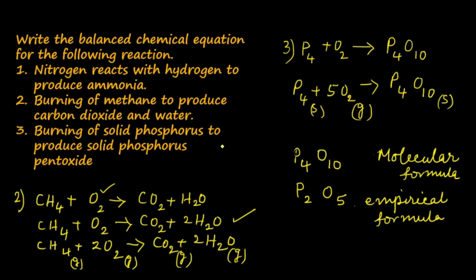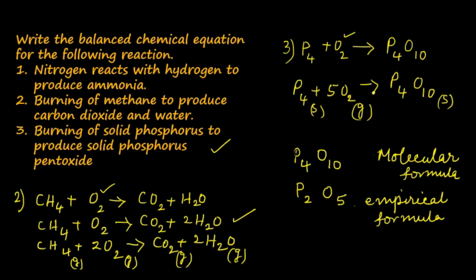Now let us take up the third question. Solid phosphorus is burning in air. So burning means it is reacting with oxygen. So the reactants are phosphorus and oxygen. The molecular formula of phosphorus is P4 and that of oxygen is O2. So P4 reacts with oxygen forming P4O10, that is phosphorus pentoxide.